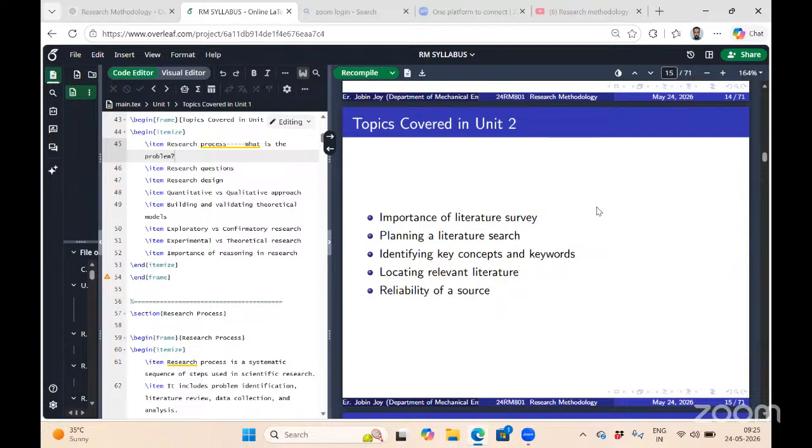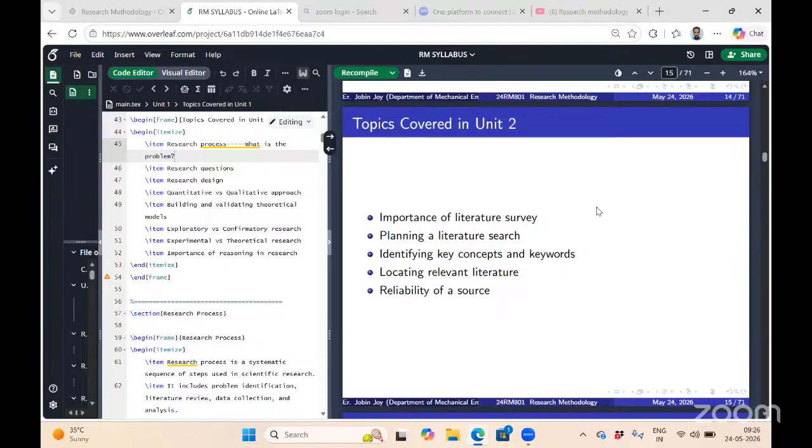Planning a literature search identifies suitable research sources. We have to identify suitable research sources. For that, we have to plan accordingly. For example, searching IEEE database using Google Scholar, then Scopus journals, Springer resources, collecting conference articles. So plan properly so that we can identify suitable research sources.